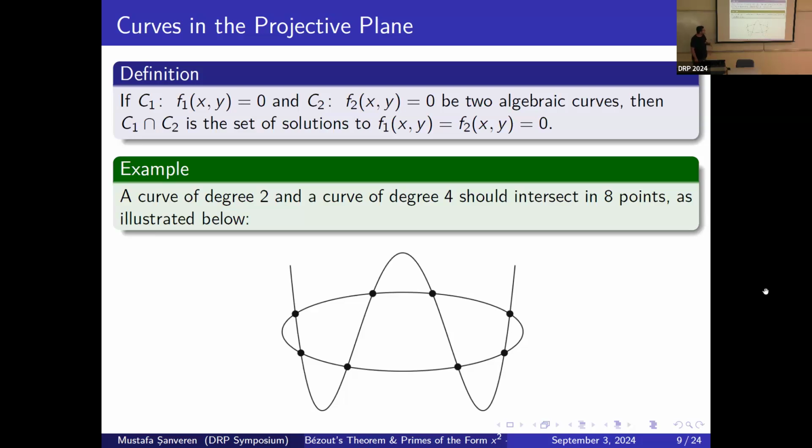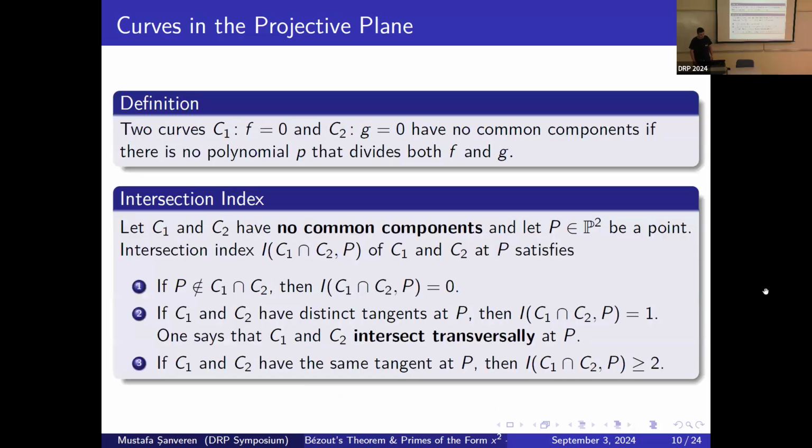And if we have two curves C1 and C2, which are defined by F1 and F2, then their intersection is the set of solutions to both polynomials, F1 and F2. And here's another example. If we have a curve of degree 2 and another curve of degree 4, they should intersect in 8 points. And we say C1 and C2 have no common components if there is no polynomial P that divides both C1 and C2. And here's the intersection index.